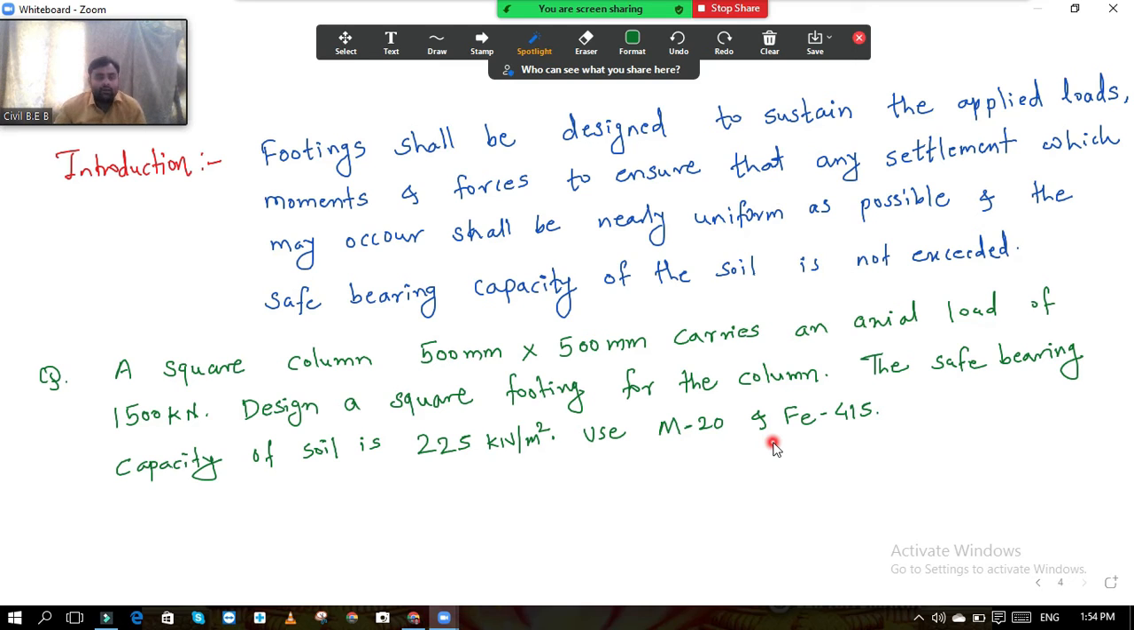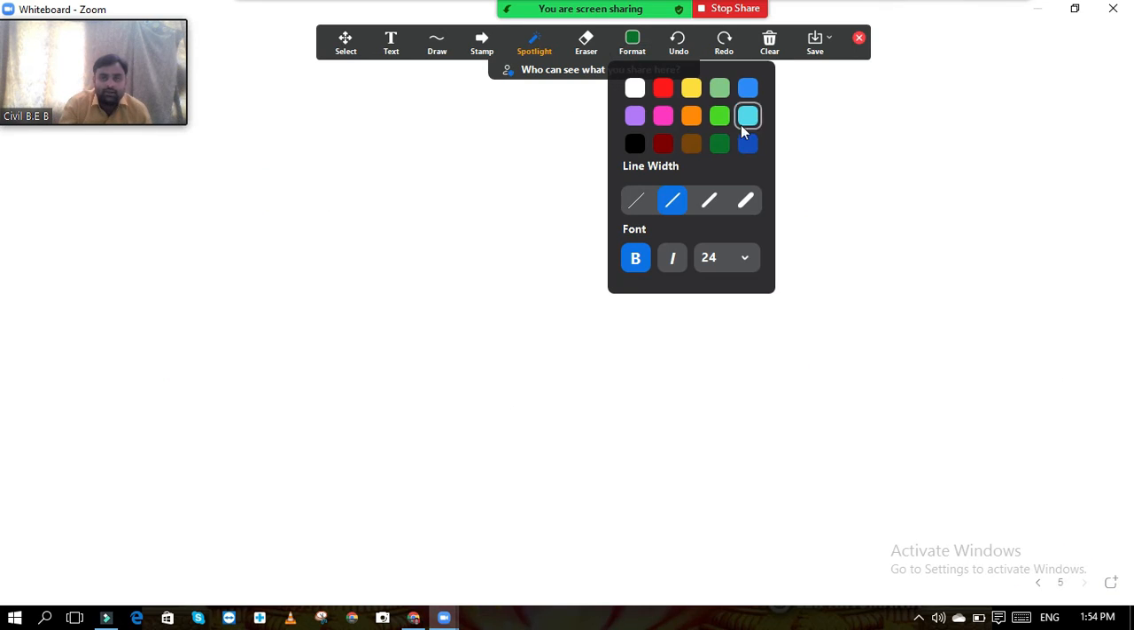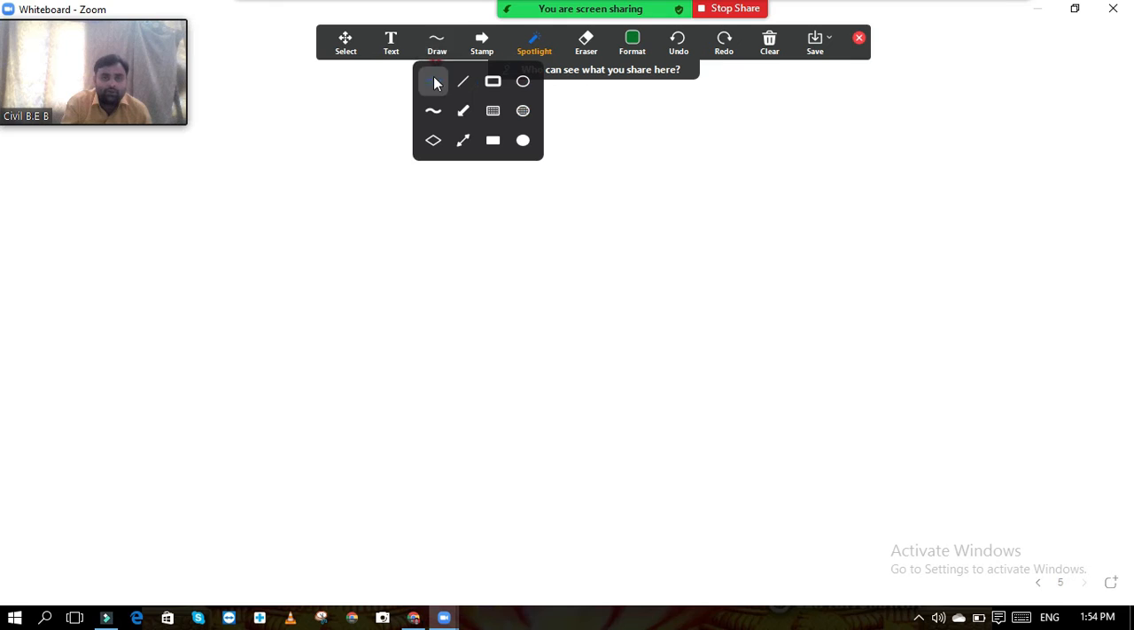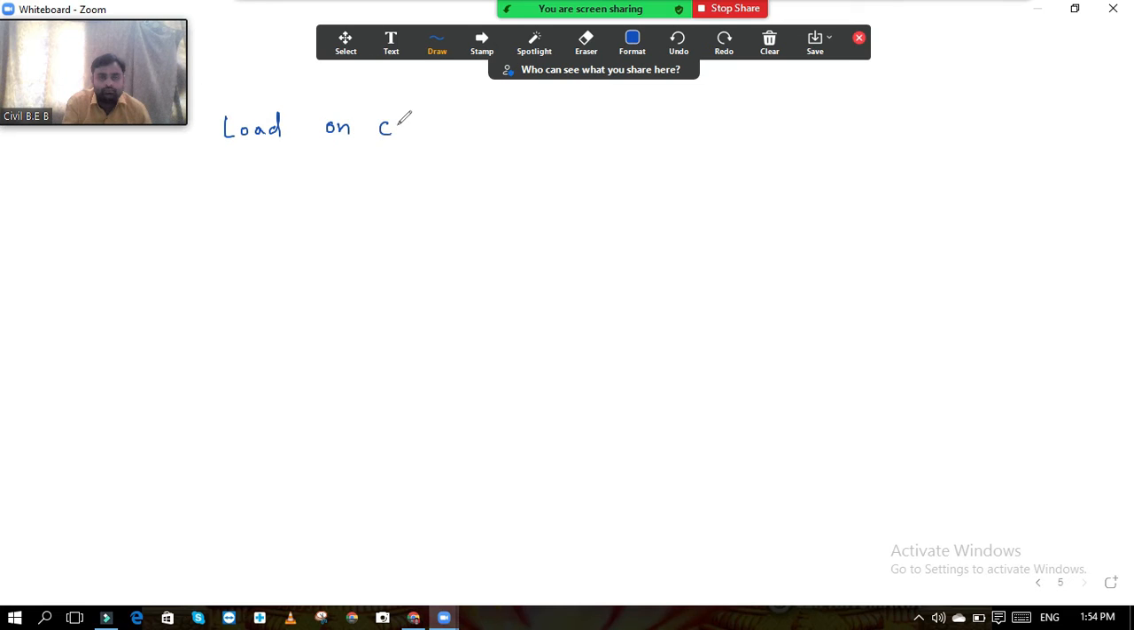We have to design the square footing for this. So our first step is, I will write first the load. Load from column, which is equal to 1500 kilonewton. This is the load which is coming from the column. Understand each and everything, then it is very easy.